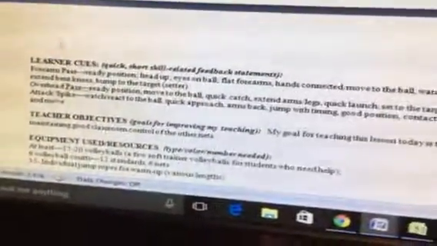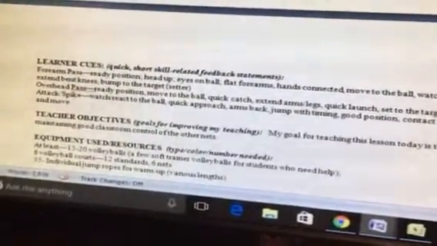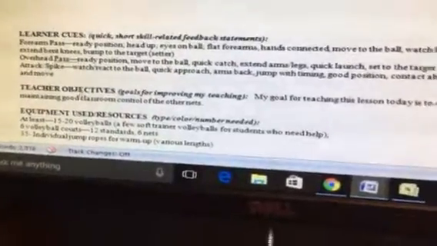Okay. So you want to include learner cues, some basic learner cues for each of the skills you're going to be covering.